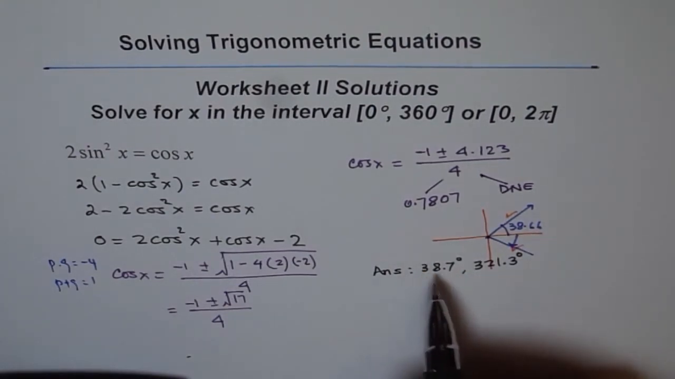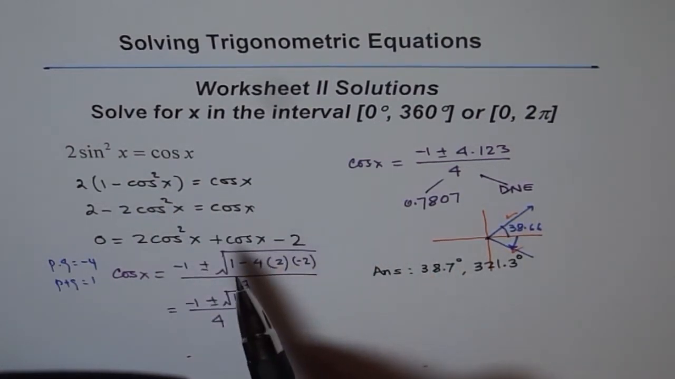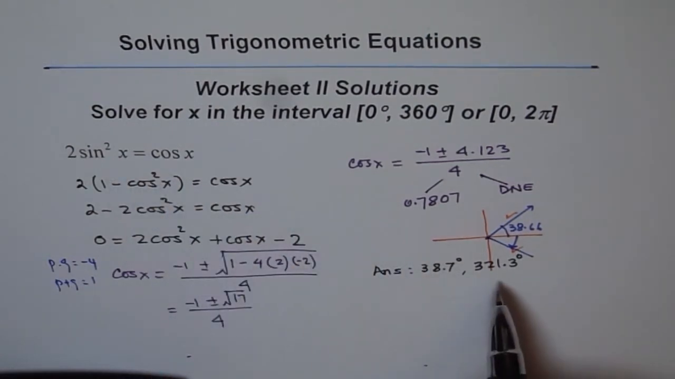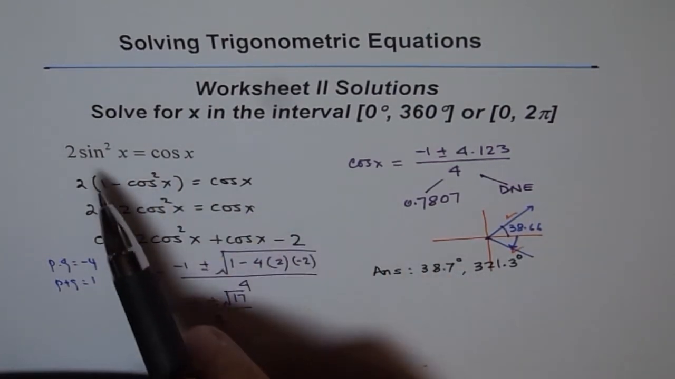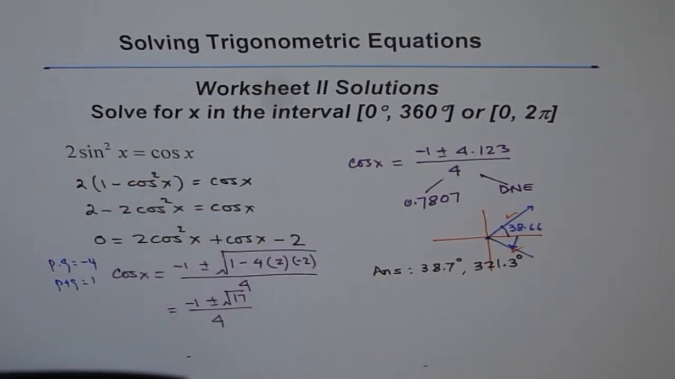Now, when you get an answer like this in this equation, it is a good idea to check your answer also, correct? So you can plug this in here and check for both. Since sine is a square term, it will become positive and you'll get the right result. So that seems to be correct, right? So that is our solution to the equation 2 sin²x equals cos x.